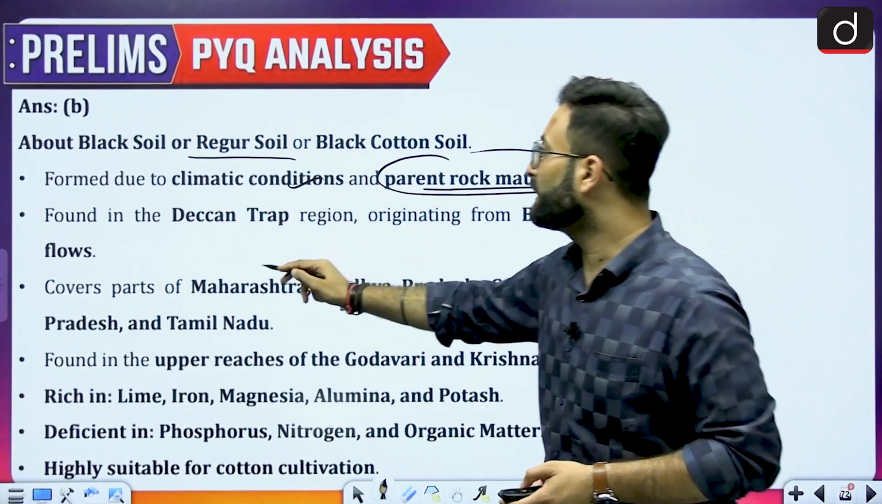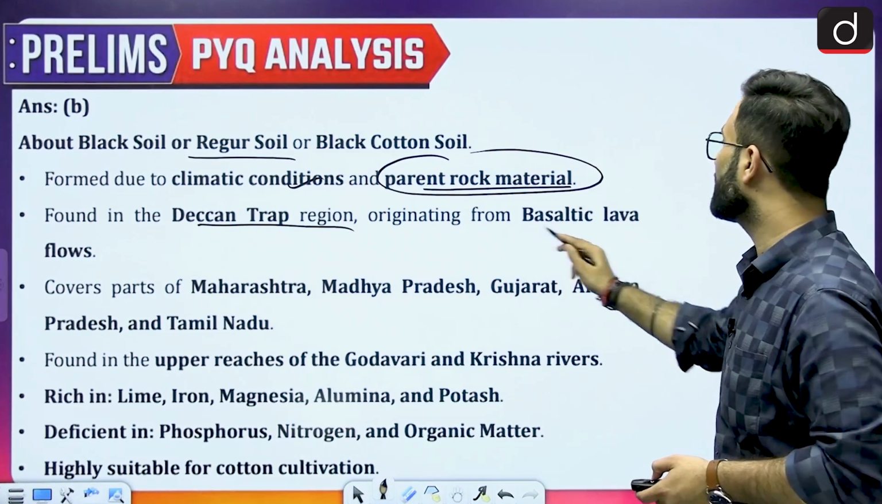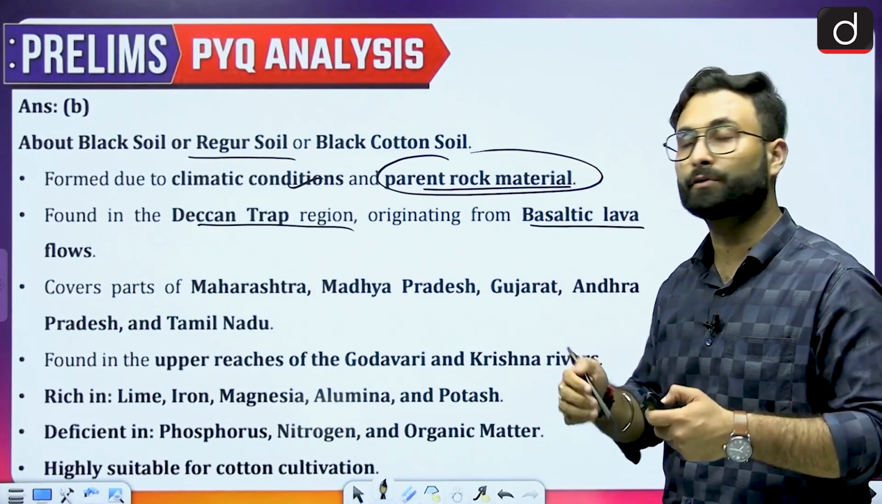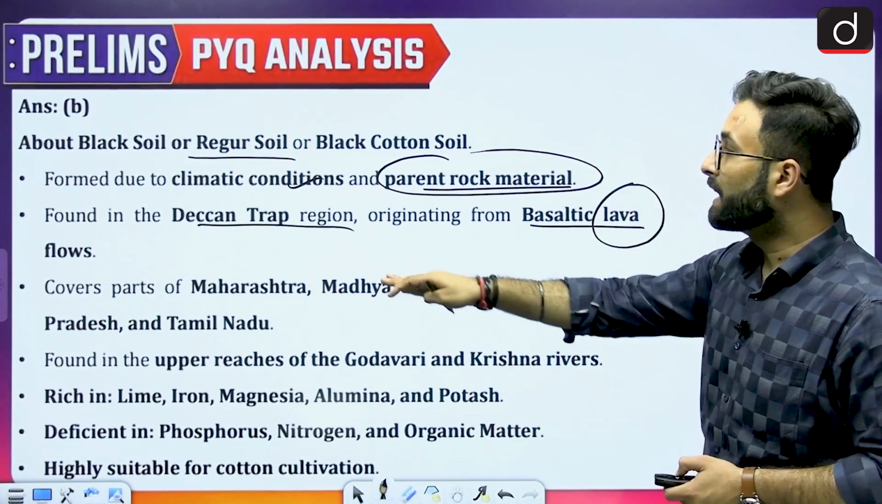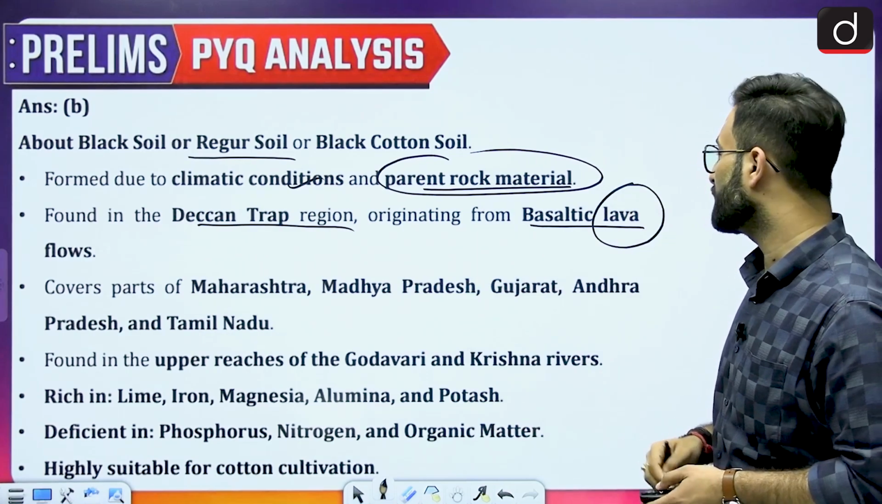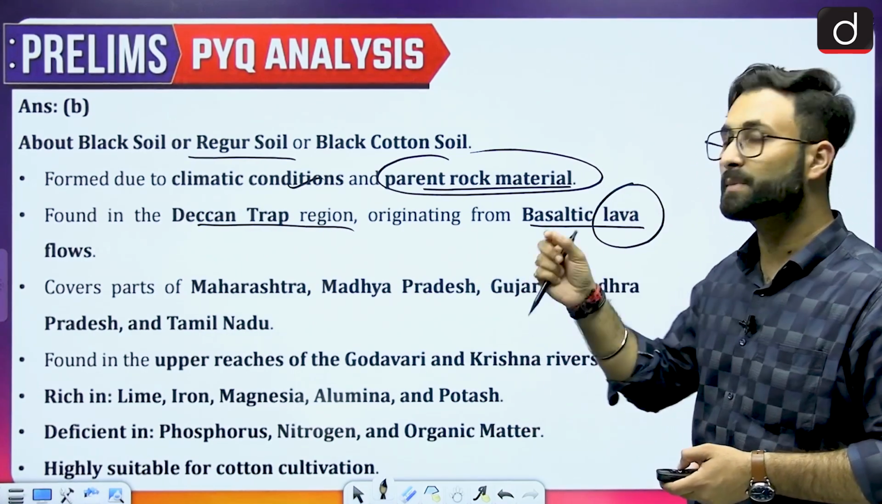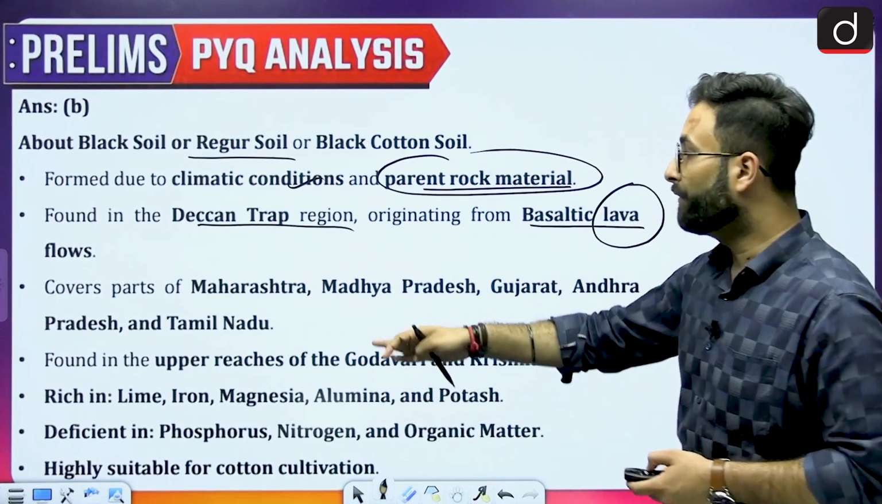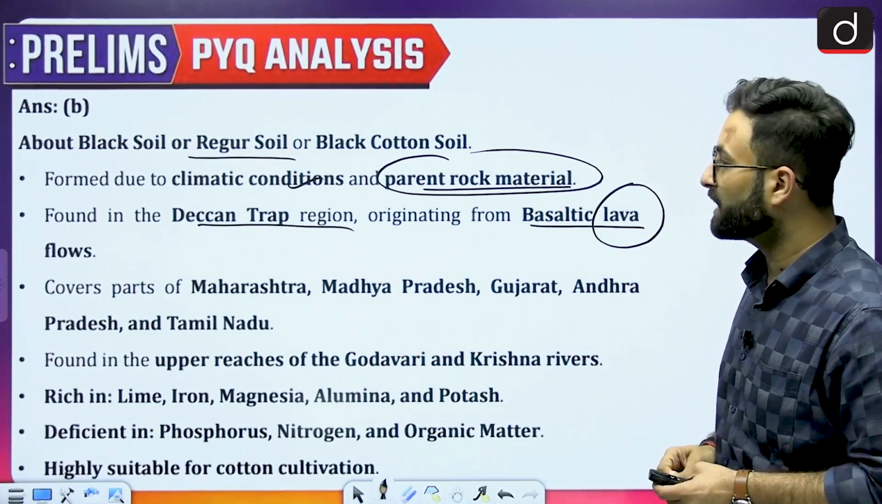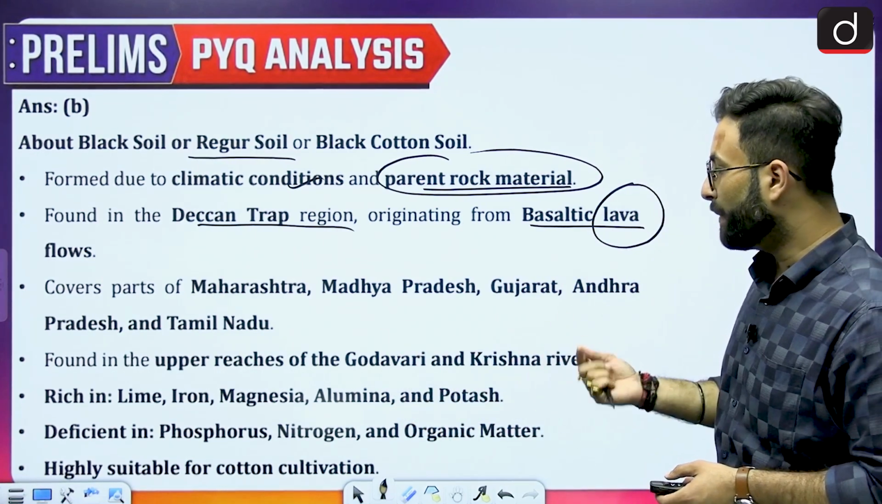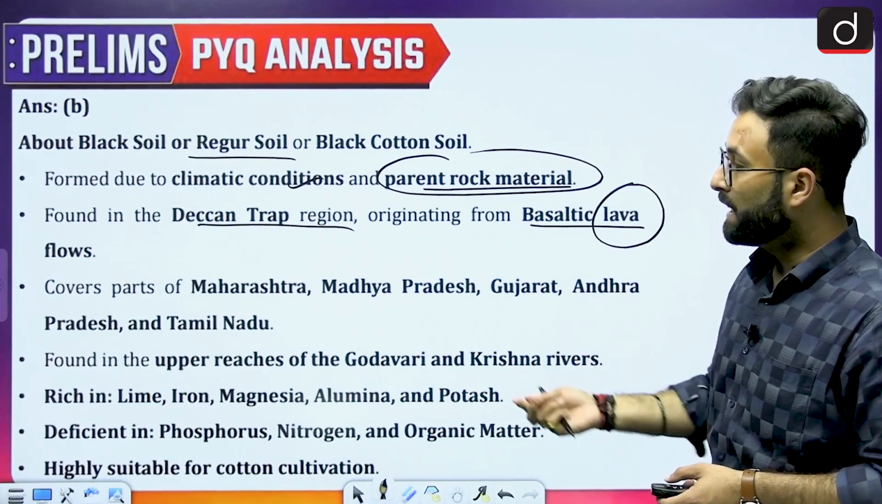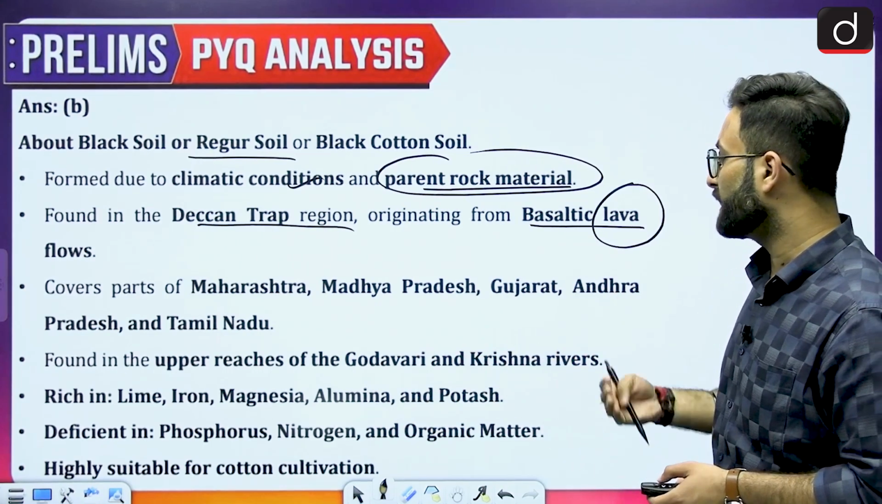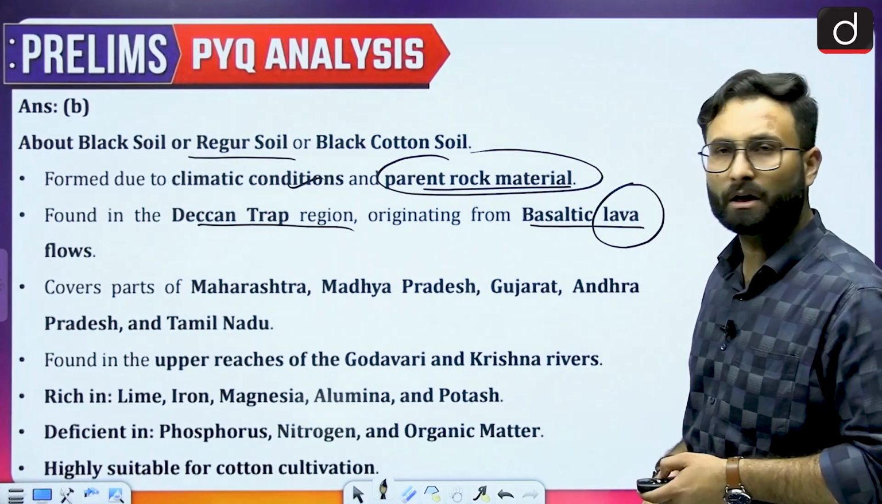Okay, found in the Deccan region, originating from the basaltic lava flows. Lava is volcanic in nature, and it covered parts of Maharashtra, Madhya Pradesh, Gujarat, Andhra Pradesh and Tamil Nadu. It is basically good for cotton cultivation. Found in the upper reaches of the Godavari and Krishna rivers, rich in lime, iron, manganese, aluminum, potash, and deficient in phosphorus, nitrogen and organic material, highly suitable for cotton cultivation.